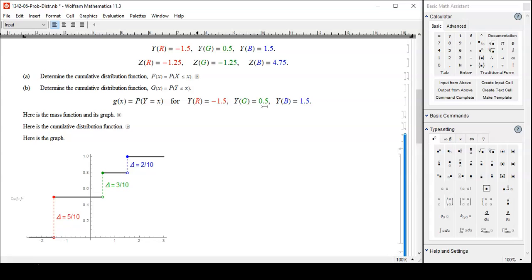We have -1.5, 0.5, 1.5, and those are the jump locations. And then what's the jump size? Those are probabilities. How many red balls, green balls, and blue balls? 5/10, 3/10, 2/10. That's how you get the graph.